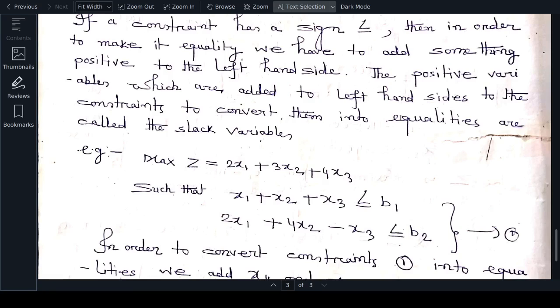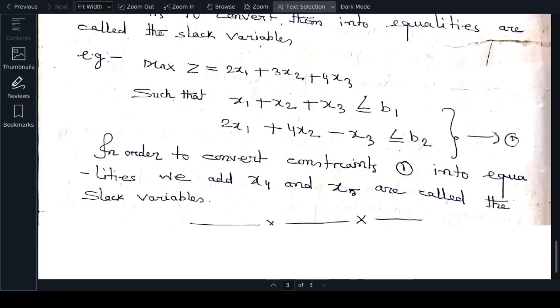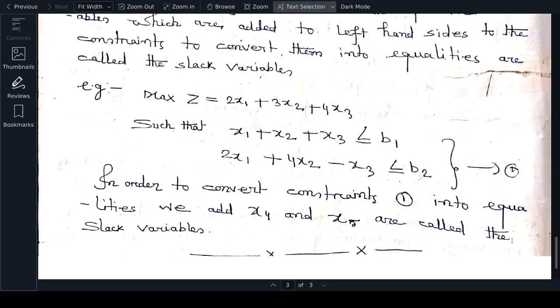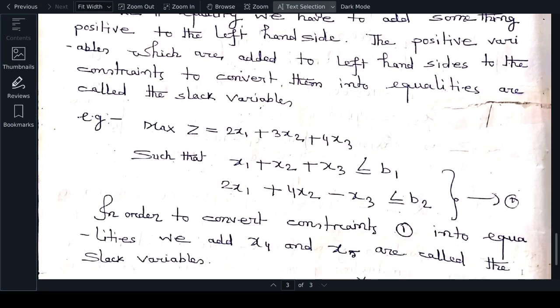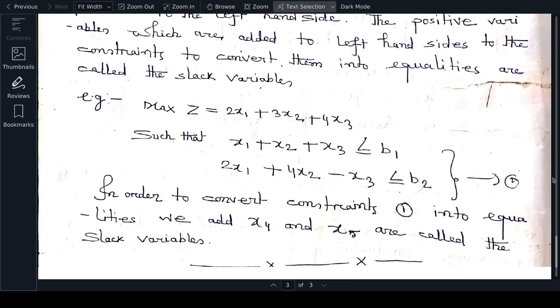Next constraint is twice x1 plus 4x2 minus x3, then you write plus s2. This is less than or equal, then this is equal to b2. Then s1 and s2 are called the slack variables. You can give any names, either x4, x5 or s1, s2 or w1, w2, anything. But remember, this is called the slack variable. So you see, slack variable is clear or not?